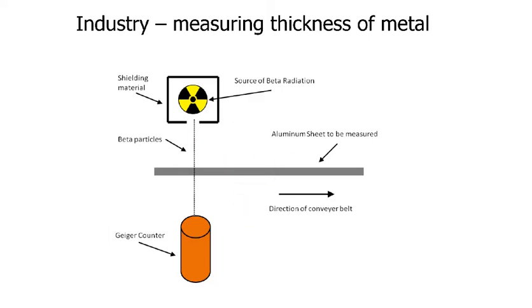The thicker it gets, the less radiation gets through. The thinner it gets, the more radiation gets through. So you can tell based on how much radiation is coming through how thick this is. Cool!